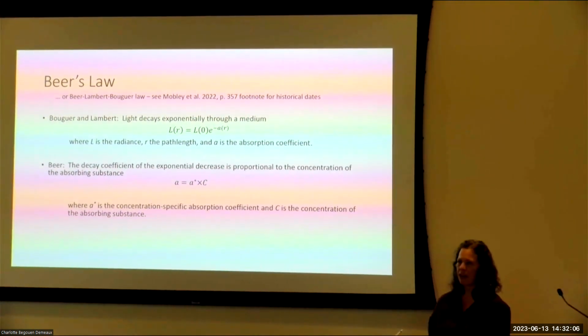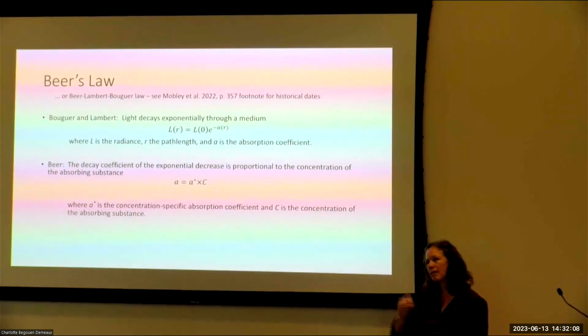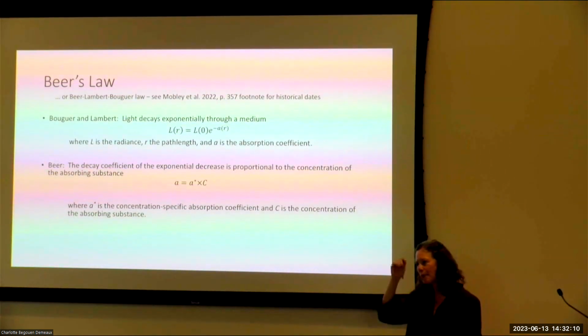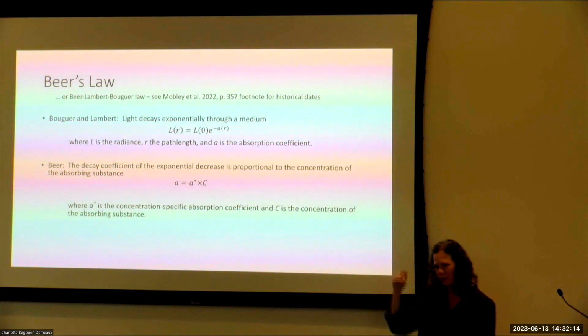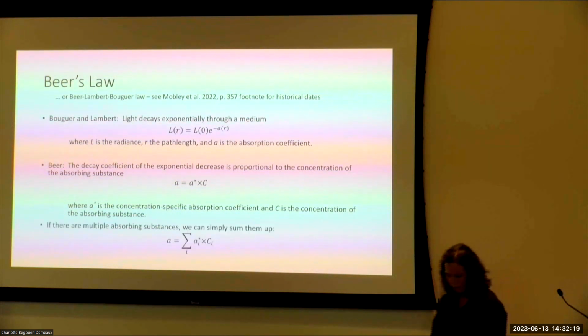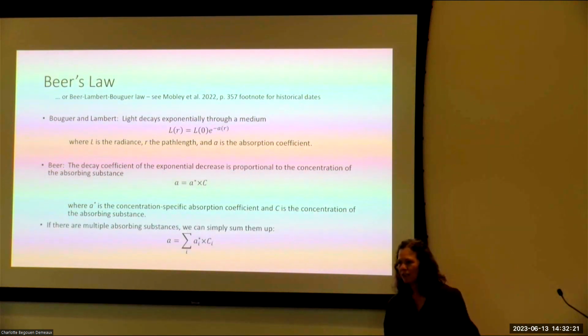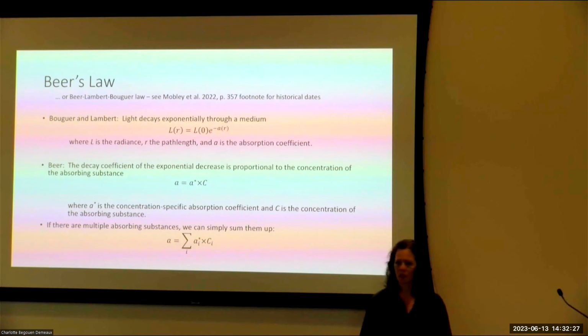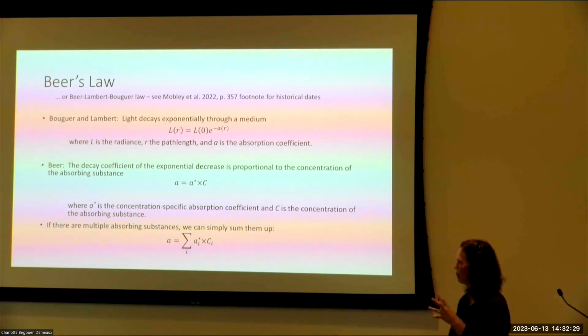I think in your lab handout this afternoon there's going to be a little bit of appendix for a capital A equals epsilon times C. That version from chemistry class will relate to this, but I'm not going to muddy the waters here. If there's multiple absorbing substances, as we know that there are, you can model that as a sum of all of the constituent absorptions. So that's our Beer-Lambert law.